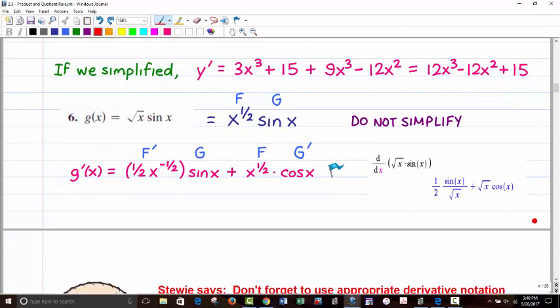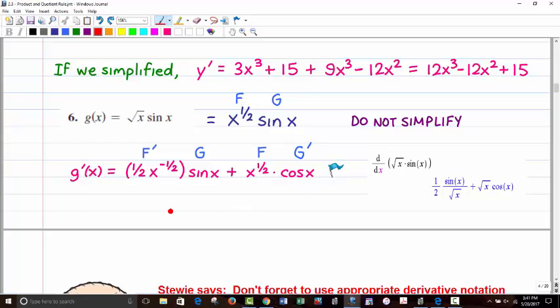Well, how about this next one, the square root of x times sine of x? We absolutely have to do the product rule here. There's no other way. And I specified do not simplify. All right, the square root of x is x to the 1/2. So you bring the 1/2 down, makes that negative 1/2, and then times sine of x, plus f, which is x to the 1/2, times the derivative of sine, which is cosine.